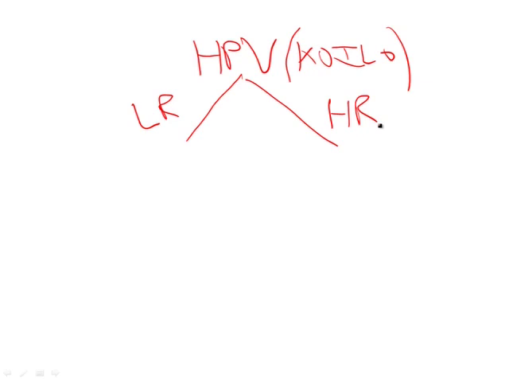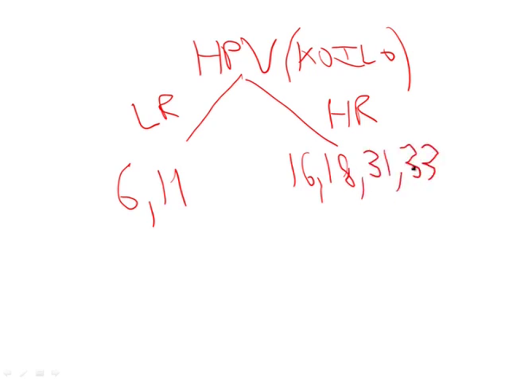Now, basically, the low risk subtypes, the key ones are 6 and 11. And the high risk subtypes, the key ones are 16, 18, 31, and 33. Those are the ones to be most familiar with. If you're limited on time and you're having trouble remembering this, the big ones are 16 and 18. But I'd like you to know that there are multiple; I'm just giving you the four most common here. So the most common low risks are 6 and 11, and the most common high risks are 16 and 18.